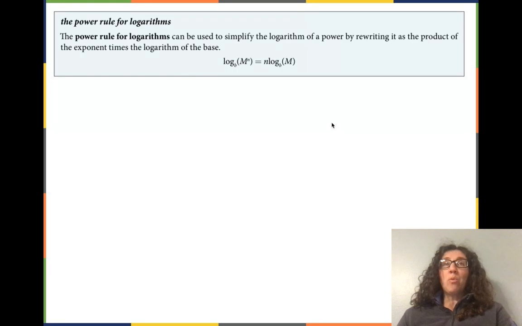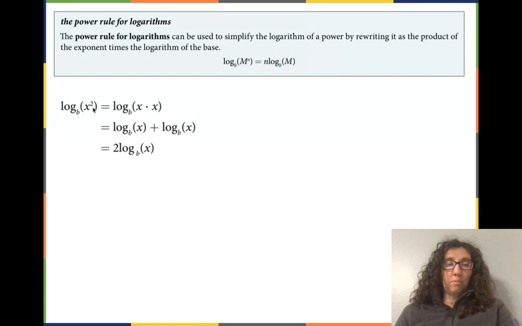All right, the power rule. This is powerful. If you have log base b of m to some power n, look what you can do. You can pop that exponent out front. You just take it off here and put it out front. Okay, we're going to use this a lot. So let's see why this would work. This just gives you some intuition. It's not a full proof, right?